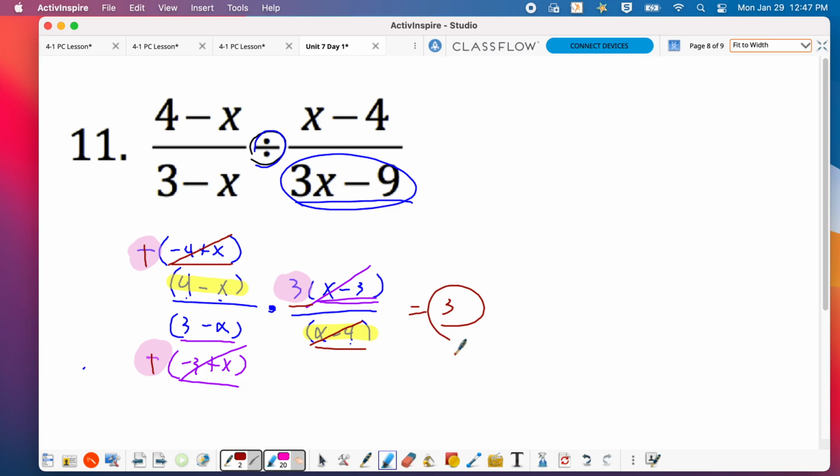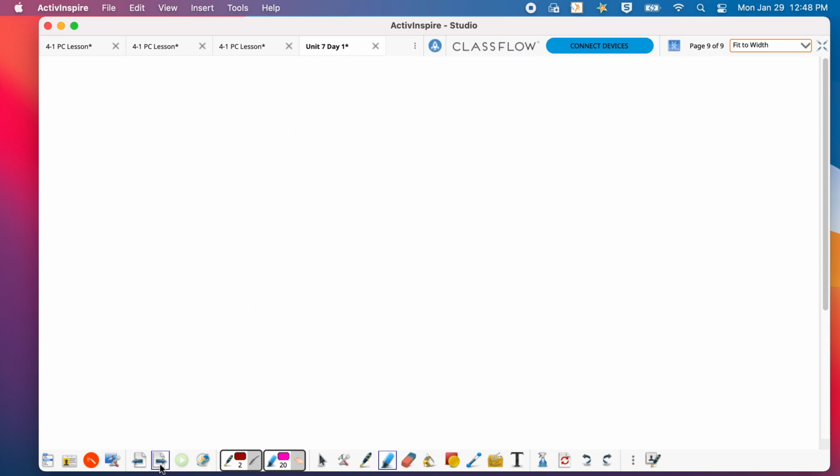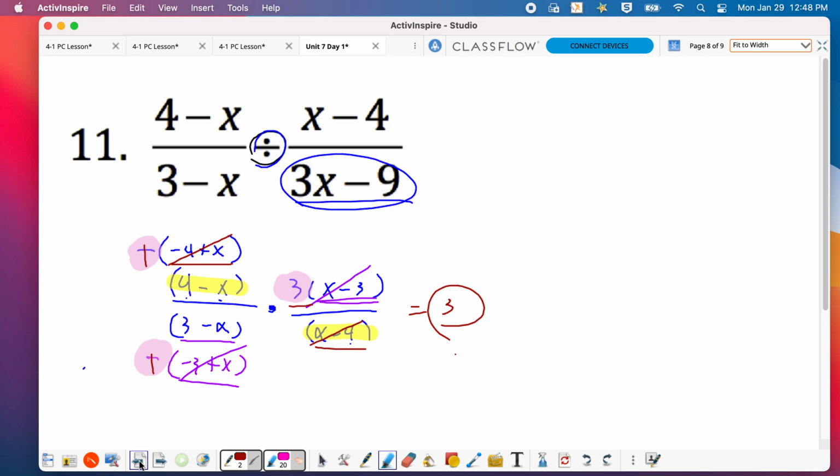So what happened on this one is, if you have a factor that's the complete opposite of another factor, factor out a negative sign, and that'll allow you to cancel it. Then you just deal with the negative sign at the end. Alright, so that's the lesson.